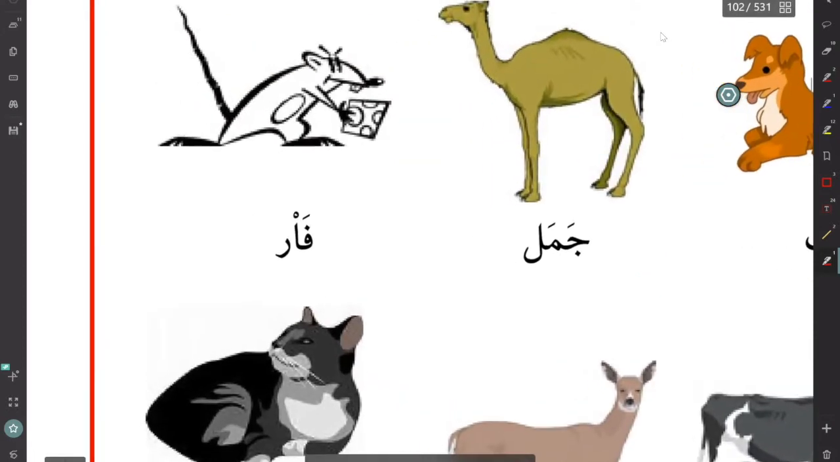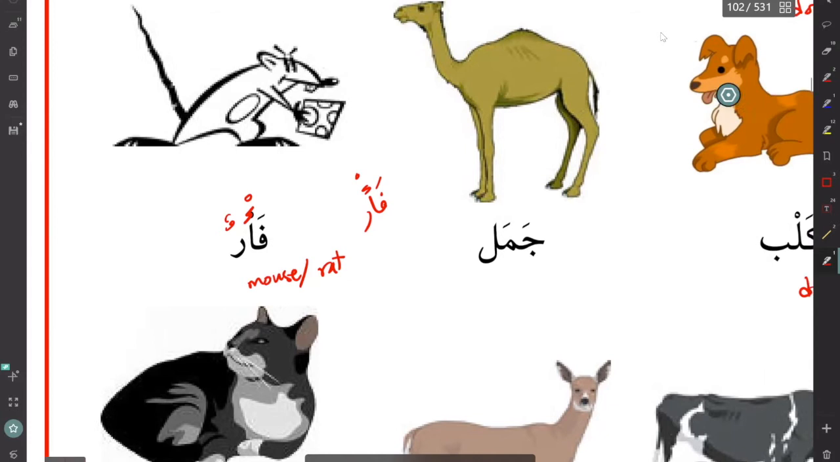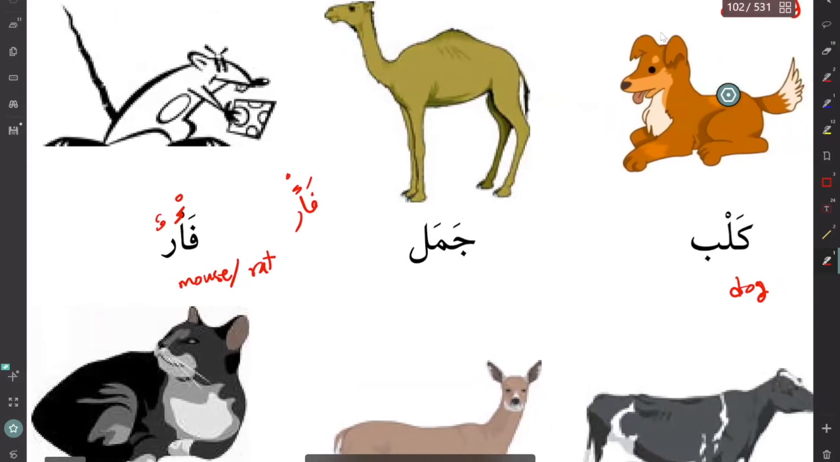Okay, next one. This is a mistake here, a typo. It should be fa'run. So here we have hamza, not alif with sukun. Hamza with sukun. So it is fa'run, which is mouse or rat. I don't know which, mouse or rat.